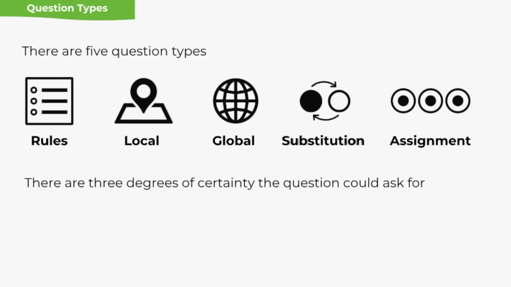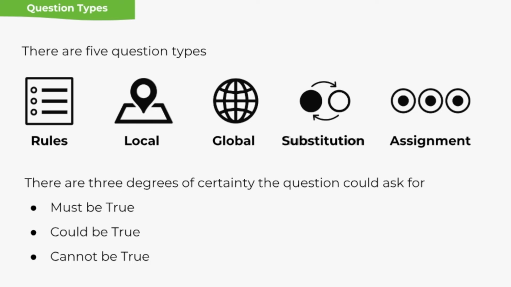And then within those question types, there are 3 degrees of certainty that the question could ask for. They might ask you for what must be the case based off of the original set of rules or this new potential piece of information. There are could be true questions, meaning what could be the case based off of that. And then there are cannot be true questions, so what cannot work. And the combination of the different question types with the different degrees of certainty provide for a lot of variability as you're working through the questions.